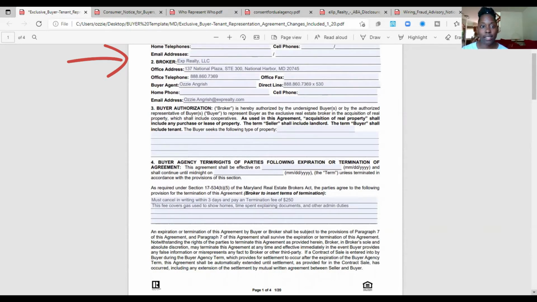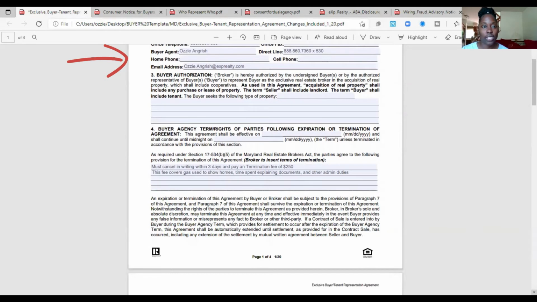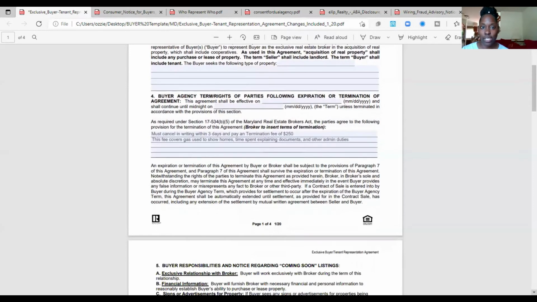My email is there. Paragraph 3 talks about buyer authorization, what exactly a buyer is looking to purchase: single family home, townhome, condos, all of the above, land. And we go into those items. Paragraph 4 talks about the terms of this buyer agency agreement and the expiration date.